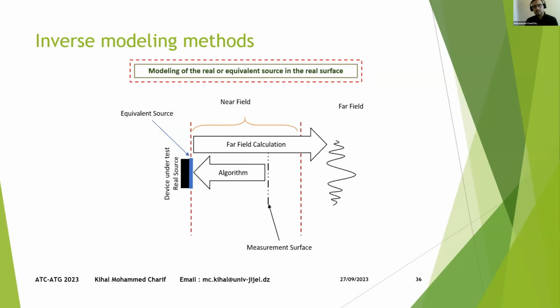The last family is the modeling family of the real or equivalent sources at the real surfaces. This method is based on the identification of equivalent or real sources at the real surfaces by inverse algorithms. Then we can calculate the far fields using analytical or numerical methods.